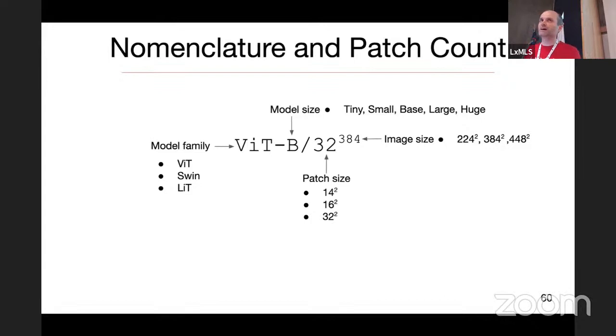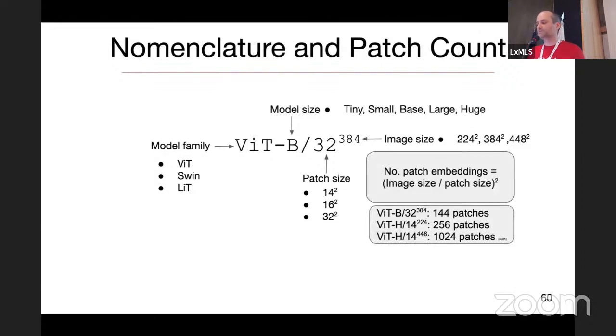Some image sizes and patch sizes are not compatible because they don't give you whole numbers. And there's an important point here, which is that the number of patch embeddings is a function of the image size and the patch size. We're working with transformers and we have self-attention, and it's typically a quadratic operation. So if you're working with something like ViT base, 32 pixels per patch, 384 by 384, you have 144 additional inputs to your transformer.